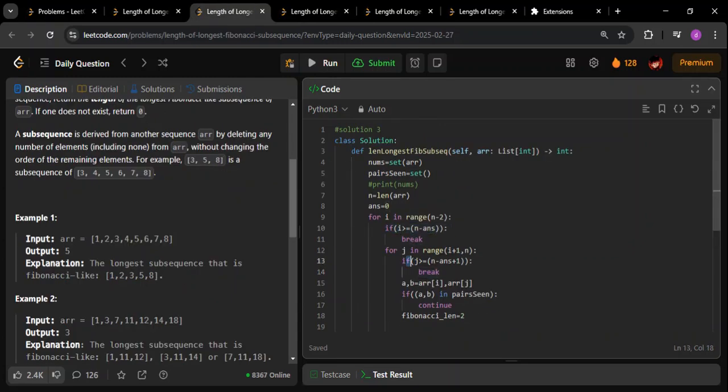Now what are these if conditions? The idea here is, once we have a length, once we have an answer, we will avoid exploring those cases where we know the answer can never exceed the existing answer. That is the reason why we are adding these if statements.